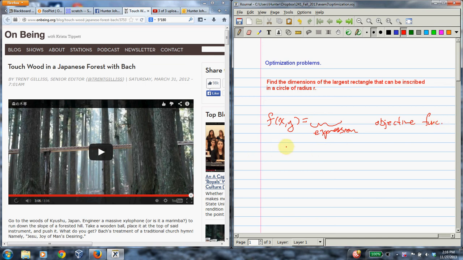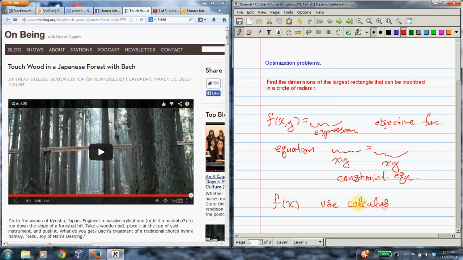And you're always given some equation in x and y, like some expression in x and y equals some other expression in x and y, and then you use this, which is called the constraint equation, to solve for one of the variables and thereby eliminate one of the variables. After that, the objective function becomes a function of a single variable, let's say x, and then we just use calculus to find the maximum if you want the maximum, or the minimum if you want the minimum.